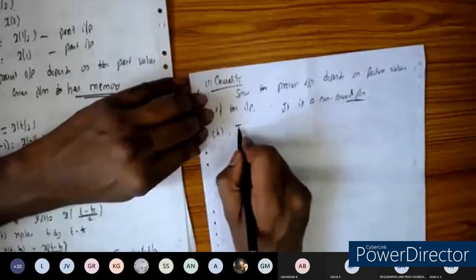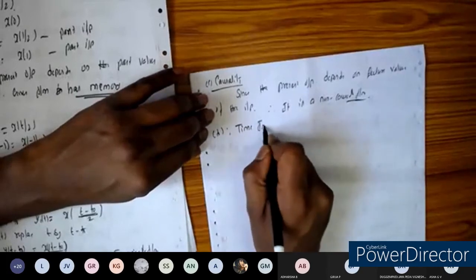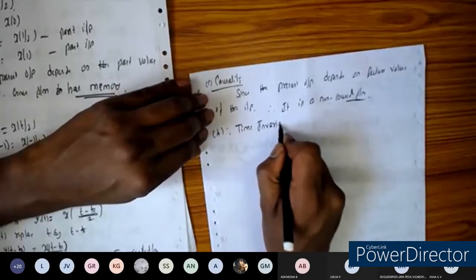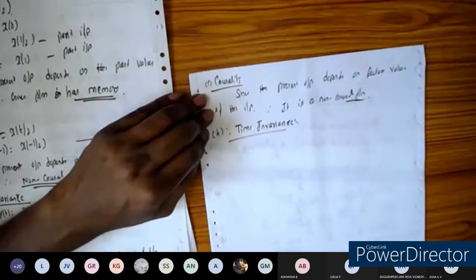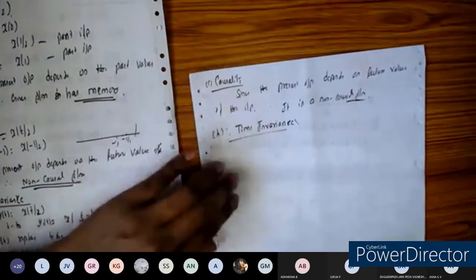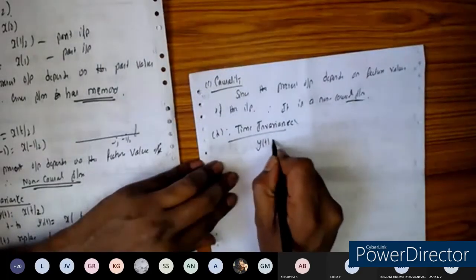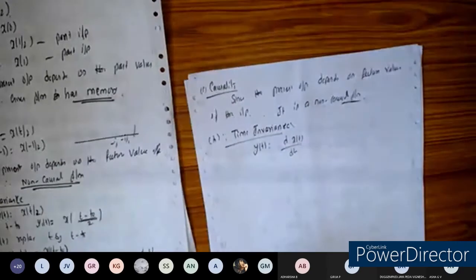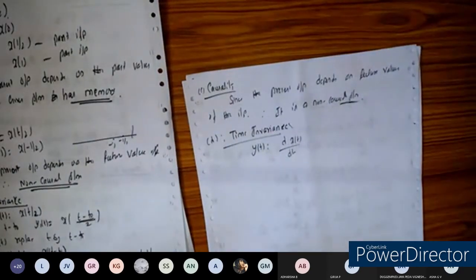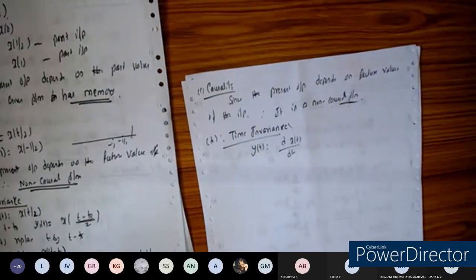Okay, so the other one is time invariance. Let us check it out here. Done. Any doubts in any of the properties? If you have any doubts, you can ask me. The differentiator is d x of t divided by dt. So time invariance, you can verify the property.